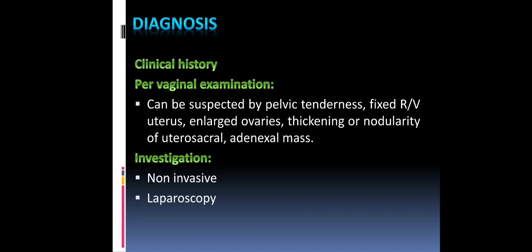Now, diagnosis would be by clinical history. In the history, there would be a strong history in relation to chronic pelvic pain and all the symptoms which we have discussed in the previous slide, like cyclical dysmenorrhea, premenstrual and postmenstrual severe pain, dyspareunia. There can be cyclical dysuria, hematuria, per rectal bleeding.